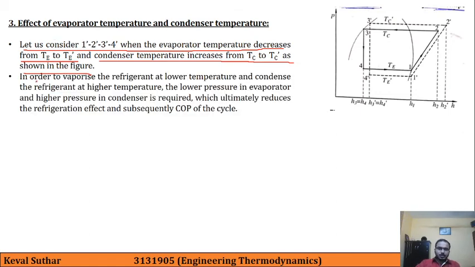So here, in order to vaporize the refrigerant at lower temperature and condense the refrigerant at higher temperature, we require lower pressure in the evaporator. To reduce this evaporator temperature, the pressure of the evaporator should be reduced, and higher pressure in the condenser is required.